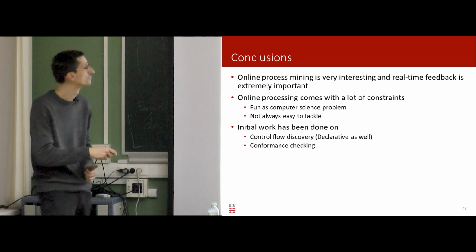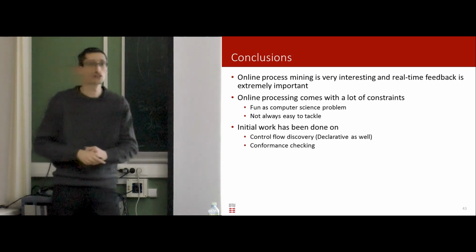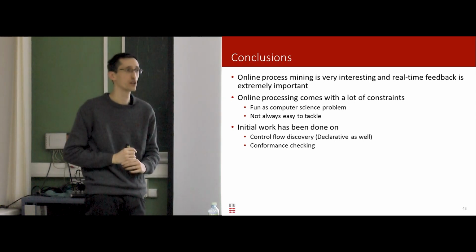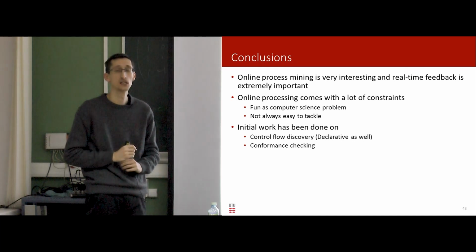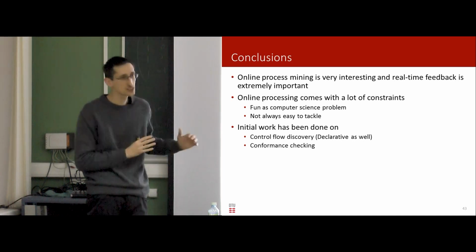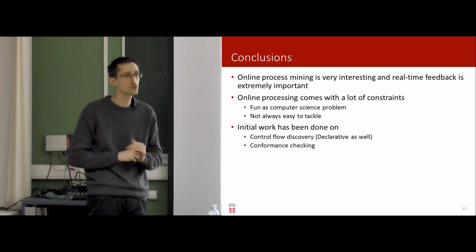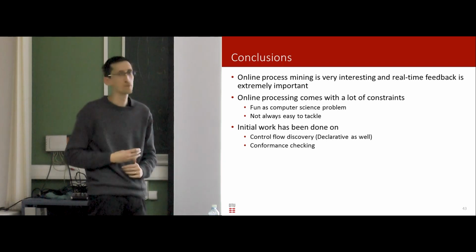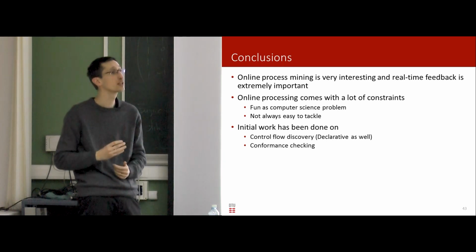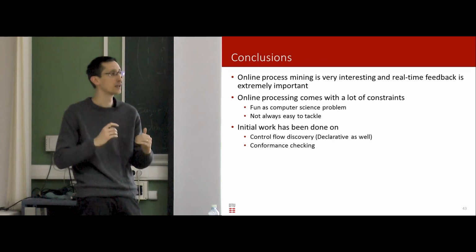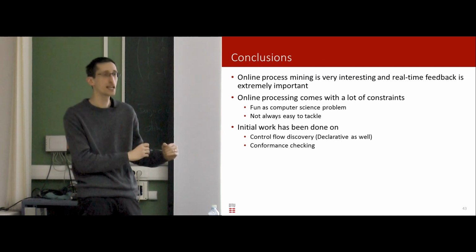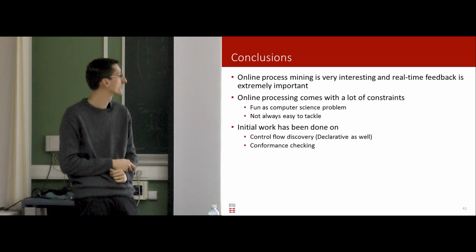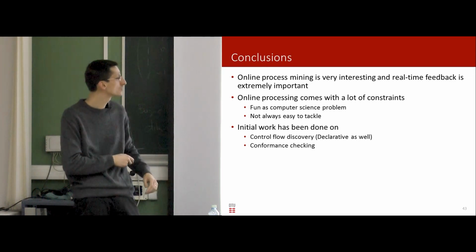So to conclude, I think online process mining is a very nice topic, especially because it has very nice challenges for a computer scientist. But outside of academia, I think it's also super useful for real companies, especially if you think about this online conformance checking. I think it's incredibly useful for them to know immediately which executions are deviating from the reference and why. And some initial work, as I presented, has been done in particular on control flow discovery.